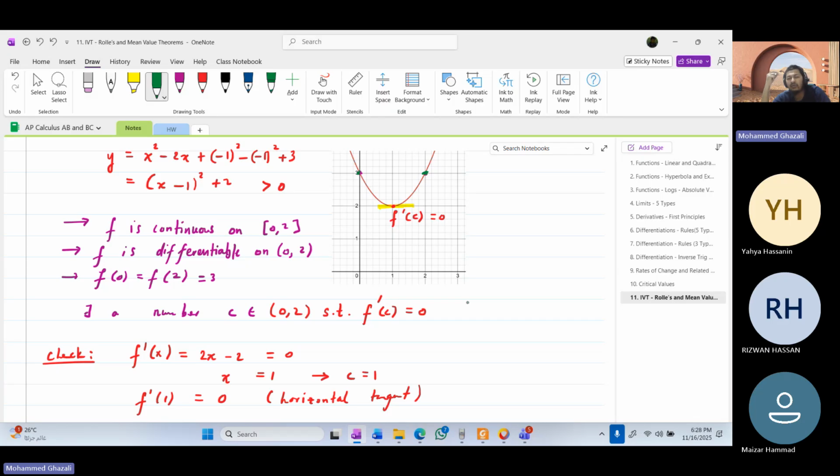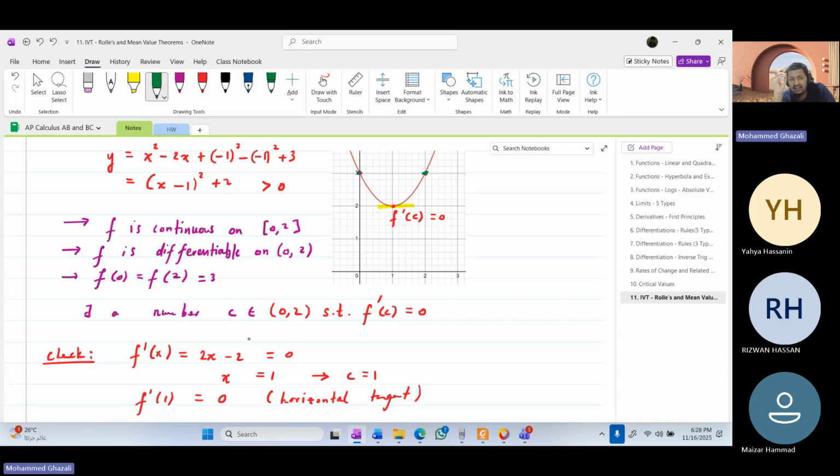Why are you finding f of 1? What's the point of finding f of 1? Tell me. Because you said between Rolle's theorem, you have to look for, what is the definition of it? You look for a point that satisfies the solution between 0 and 2.